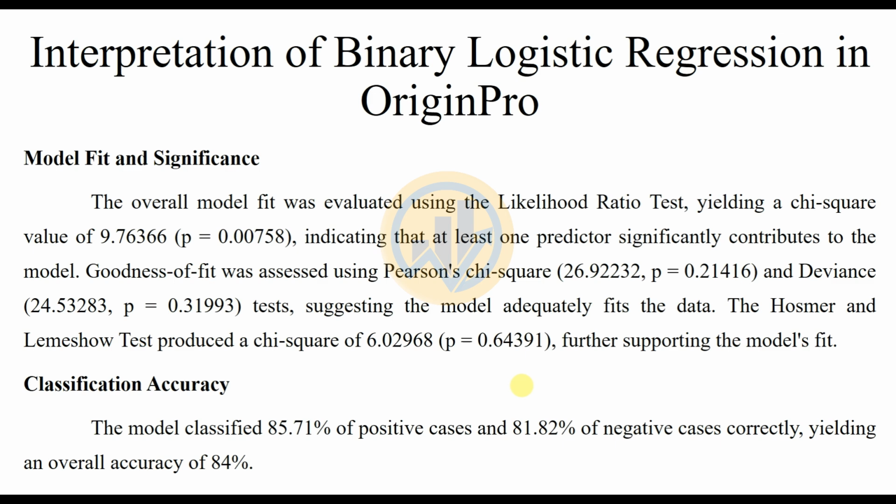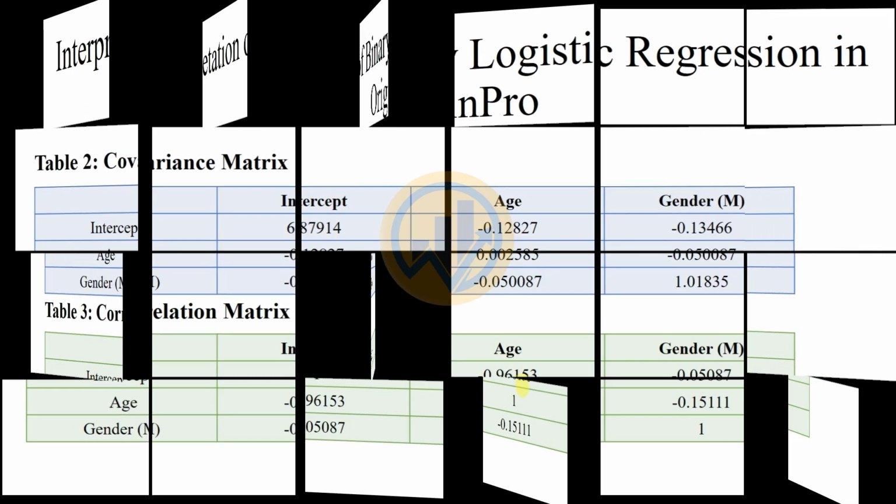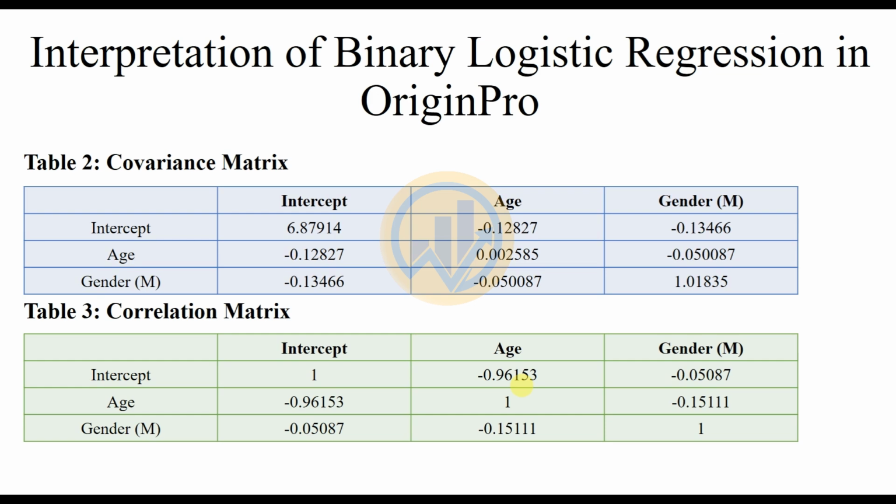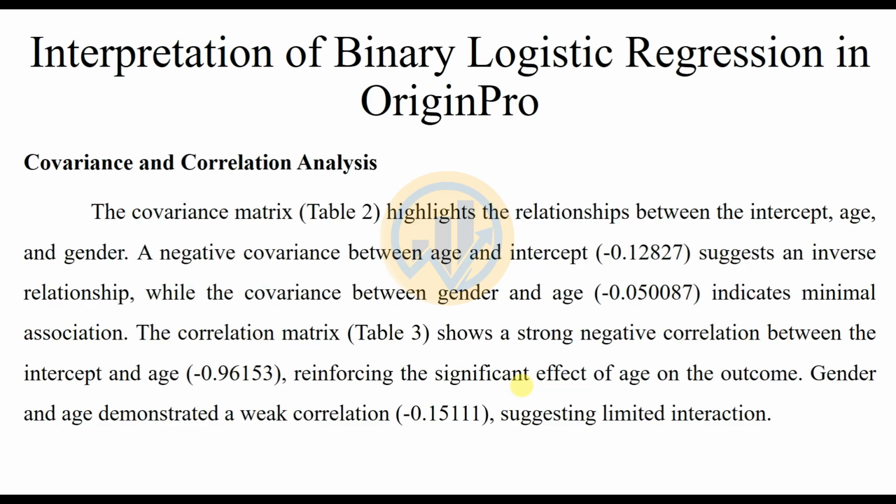Classification accuracy: the model classified 85.71% of positive cases and 81.82% of negative cases correctly, yielding an overall accuracy of 84%. Table 2 is the covariance matrix for the intercept, age, and gender, and Table 3 presents the correlation matrix. Covariance and correlation analysis for Table 2 and Table 3.